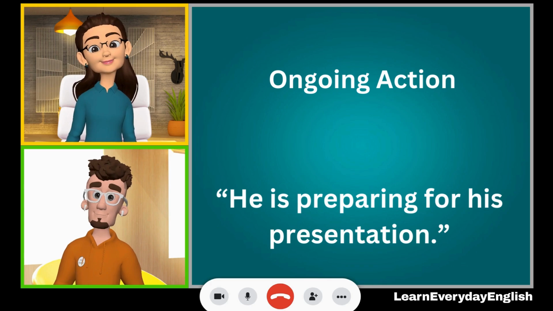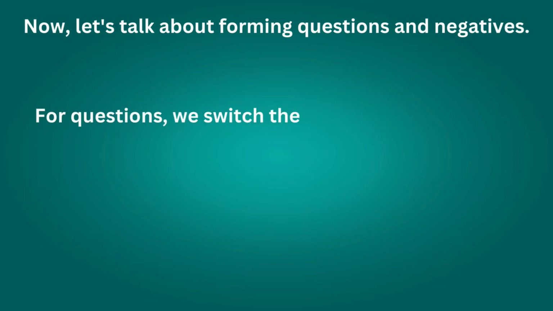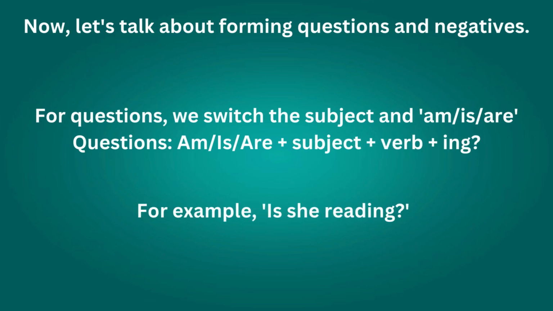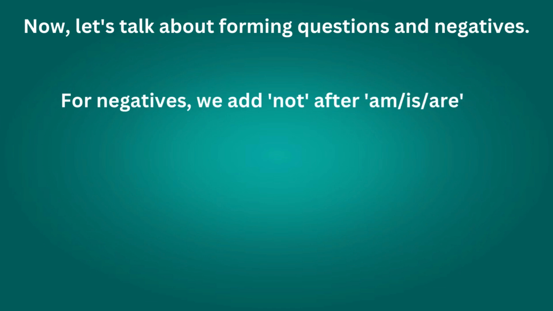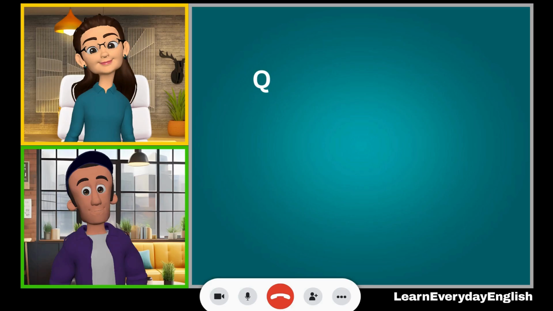Nice one, Chris. Now let's talk about forming questions and negatives. For questions, we switch the subject in am, is, and are. For example, is she reading? For negatives, we add not after am, is, and are. For example, she is not reading.